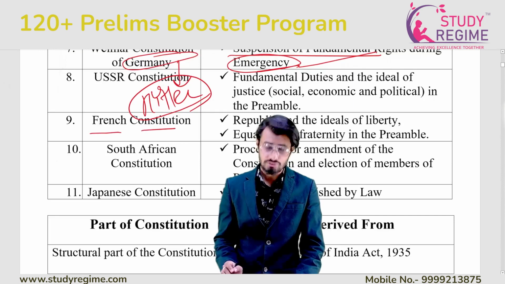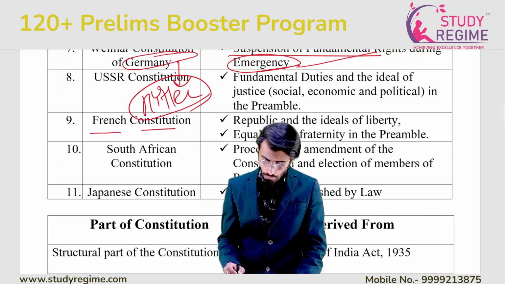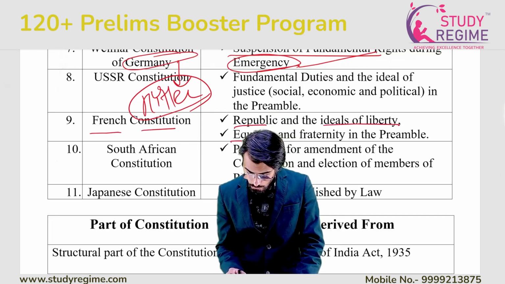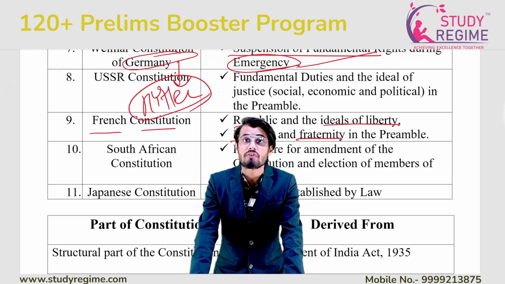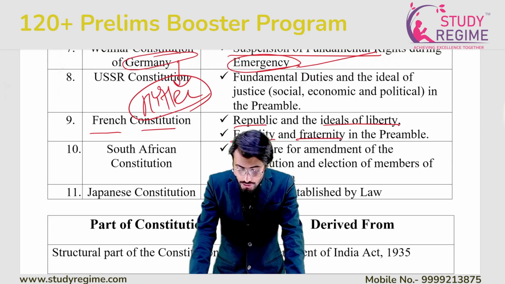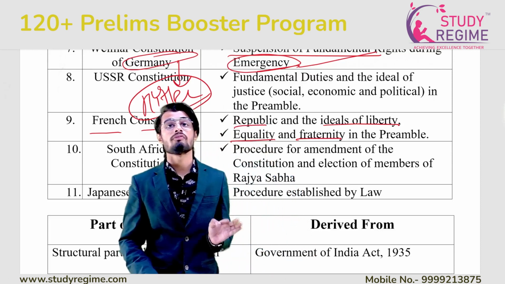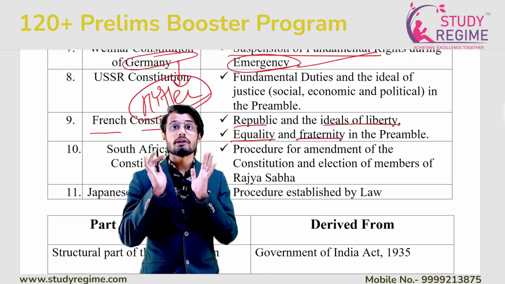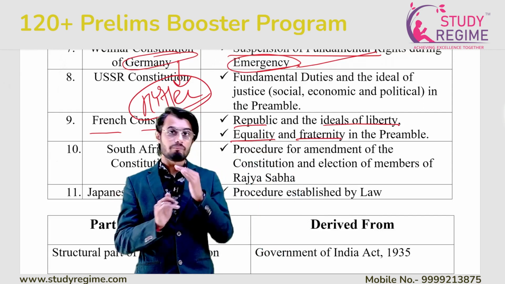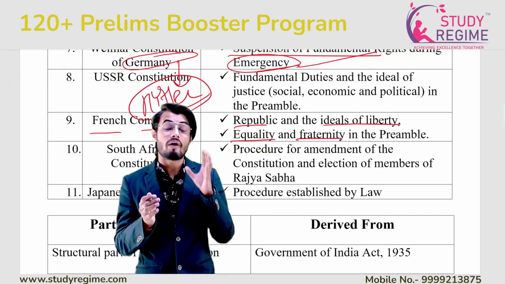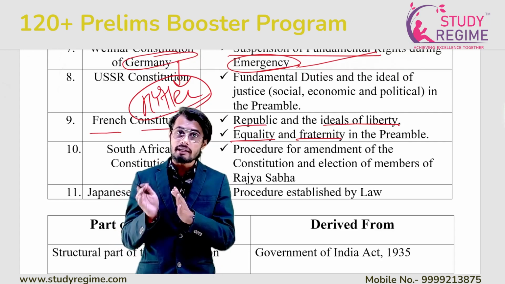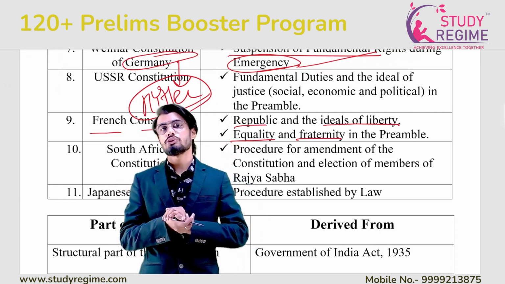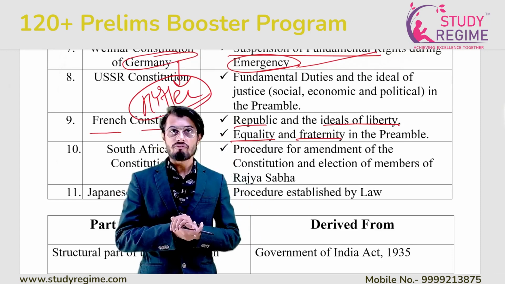French constitution, see, French people are known for republic, ideals of liberty, equality and fraternity. Okay, so very simple. South African, there is procedure of amendment of the constitution and election of members of Rajya Sabha. Okay, the procedure of amendment, not how amendment, why amendment is done and the basic features, amendability, but in fact the procedures of amendment of the constitution and election of members of Rajya Sabha.